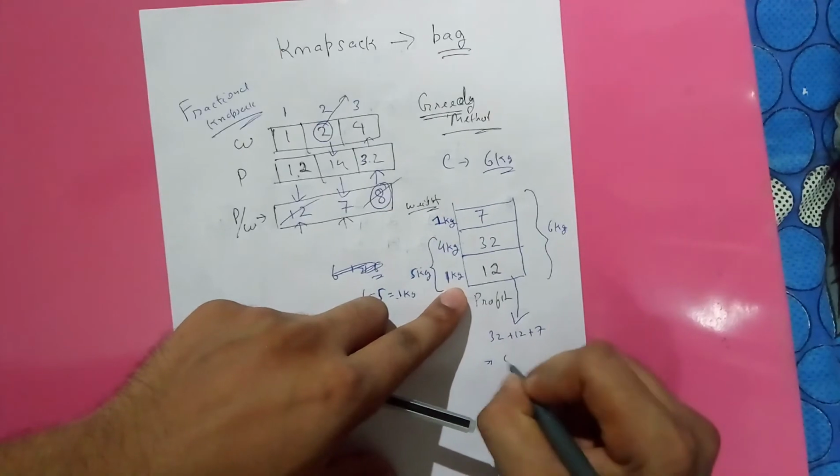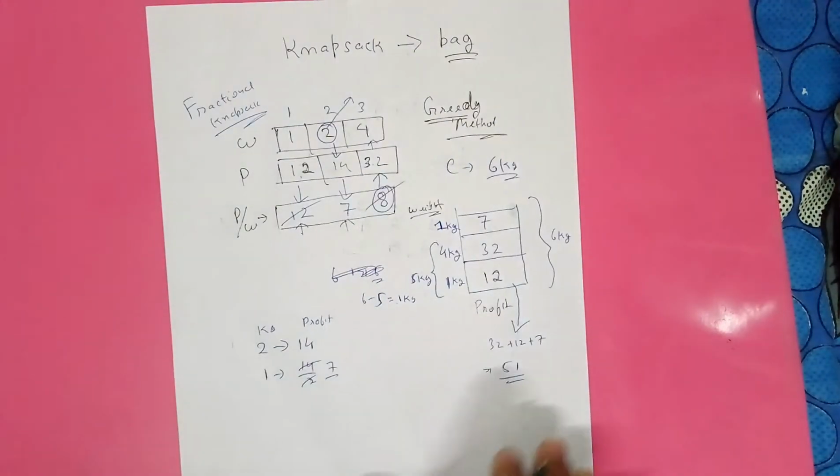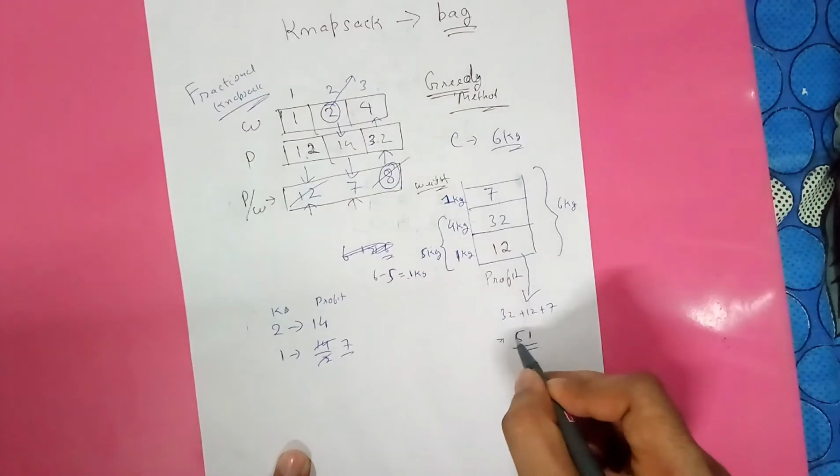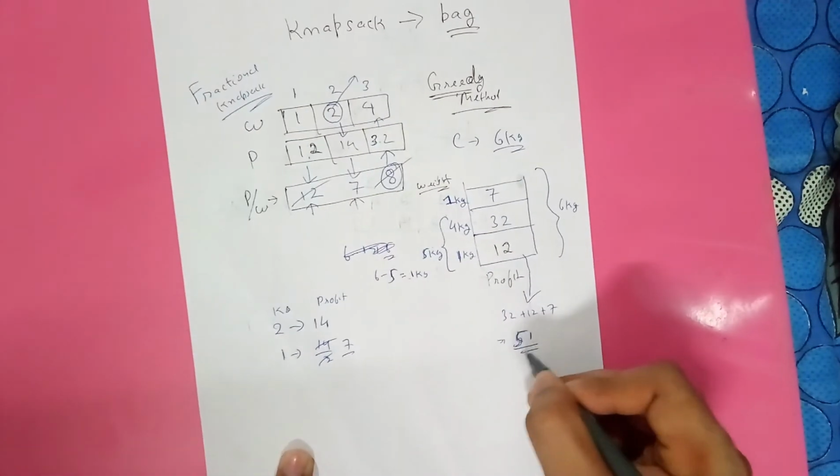Which is 44, something about 51, I think so. If there is any calculation mistake, then okay, correct it. So the maximum profit is 51, and this profit is perfect.